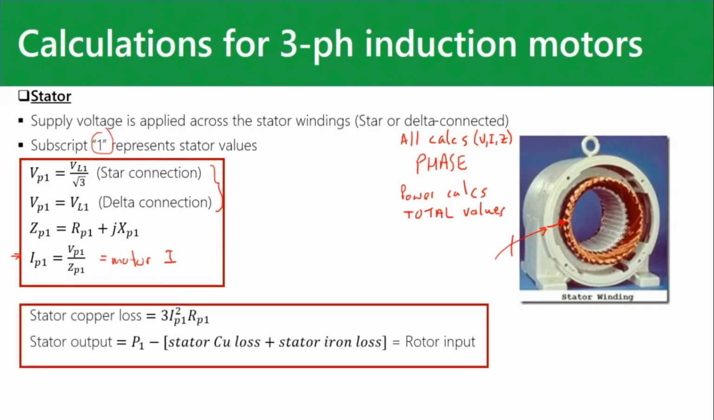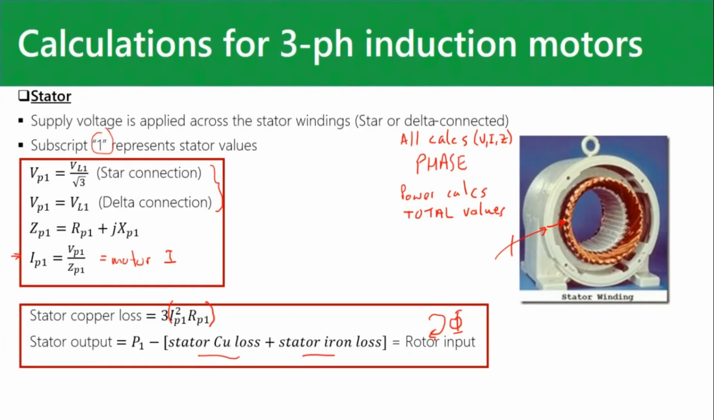Stator copper losses. When we say losses, we mean power, watts. The stator copper losses are 3 times I squared RP1. The stator output is the power in minus these 2 stator losses, the stator copper loss and the stator iron loss. And the stator output is the rotor input via the magnetic field. Let's make a flux sign there.